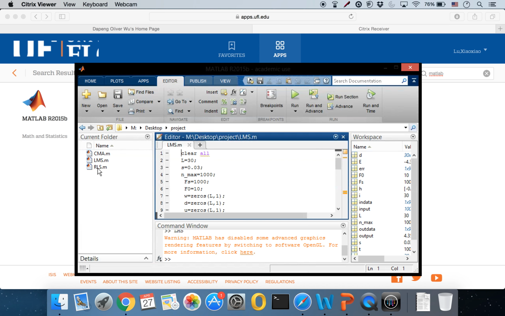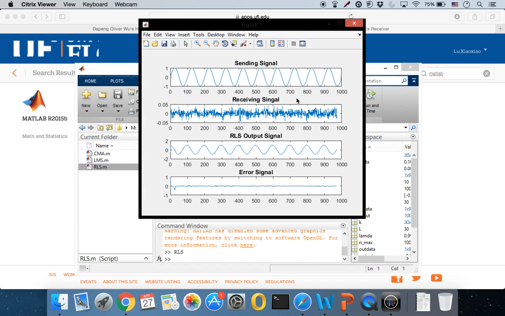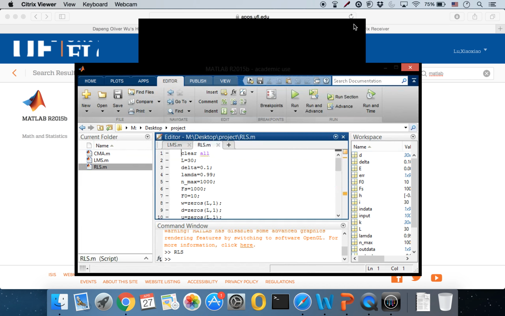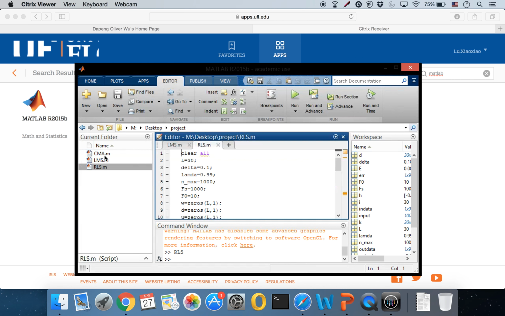Second, we simulate the RLS algorithm. Here is the simulation result. Last is the CMA adaptive equalizer.